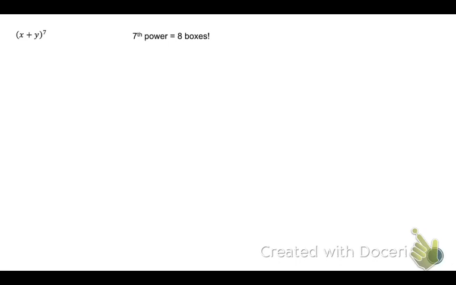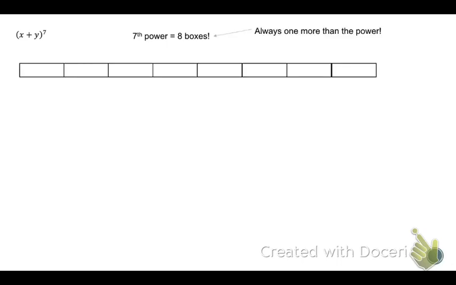So if it's the 7th power, it's always one more box. So that means I'm going to have 8 boxes. Okay, so draw 8 boxes. Hopefully you have room on your paper. If not, just grab a scratch paper.